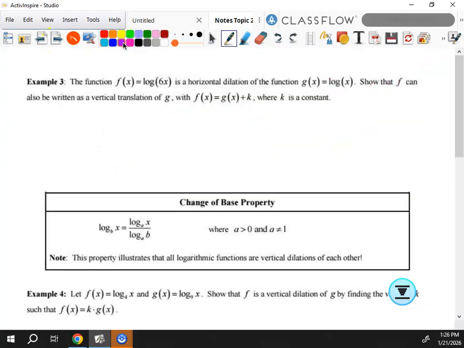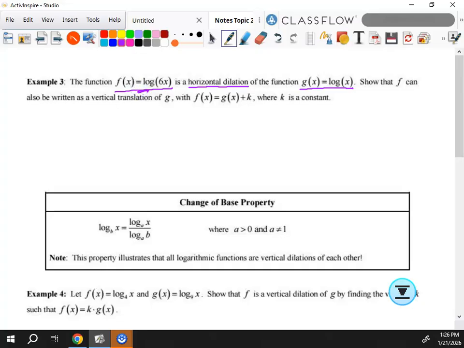Okay, so the function f of x equals log of 6x. This is a horizontal dilation of g of x. And if you look at that, it's just stating the obvious, right? If I start with just log of x, and then I put a 6 in there, that is a horizontal dilation. Is that a stretch or a compression? That's 6. Compression, because x is a liar, right? So it actually shrinks it, even though you would think it would get bigger. So this dilates it by 1/6.